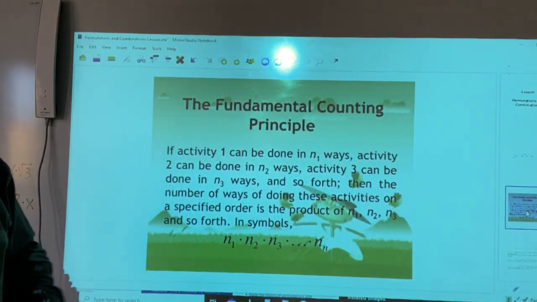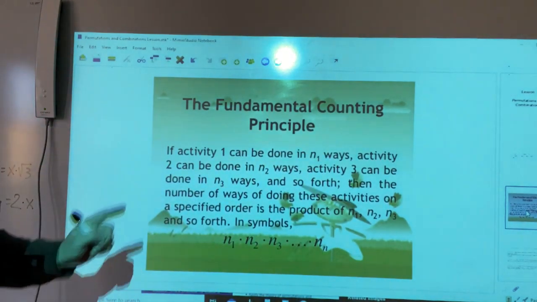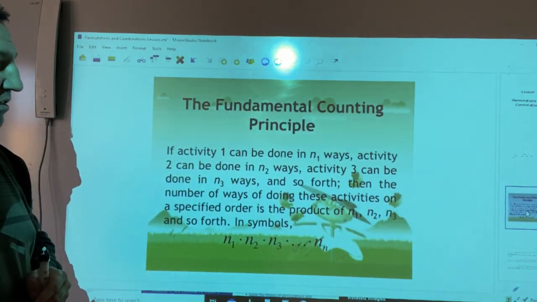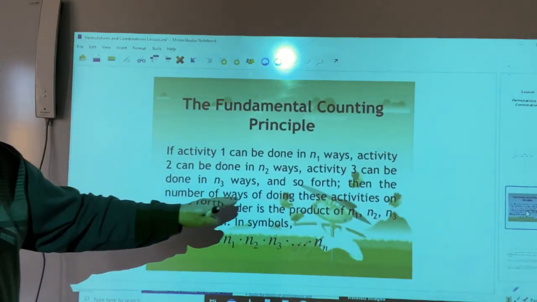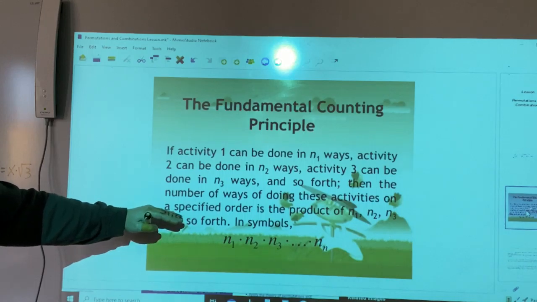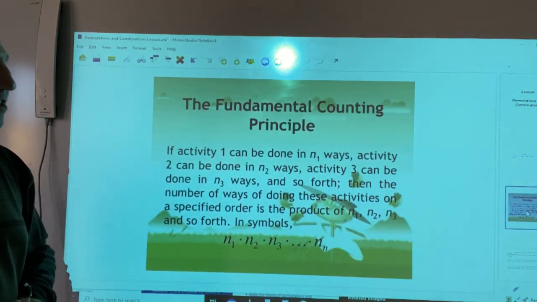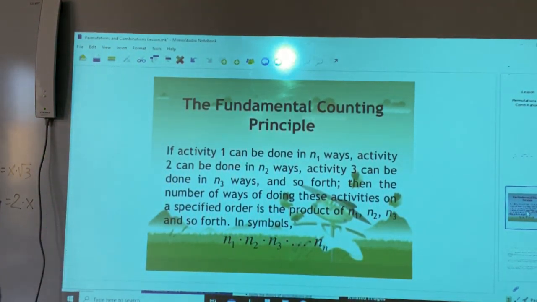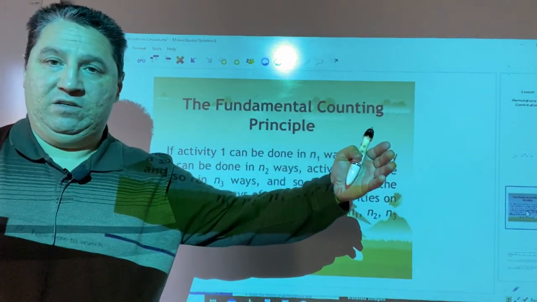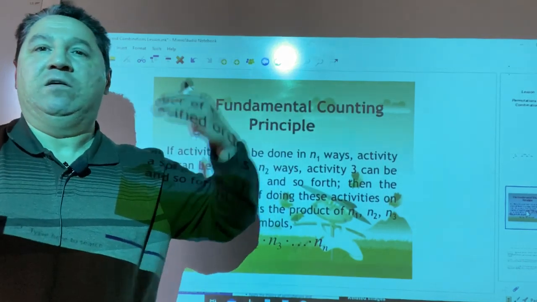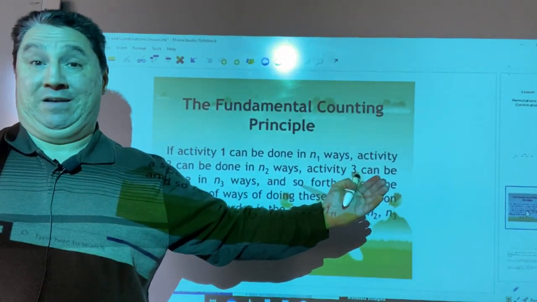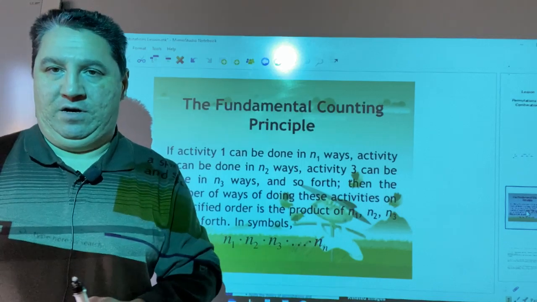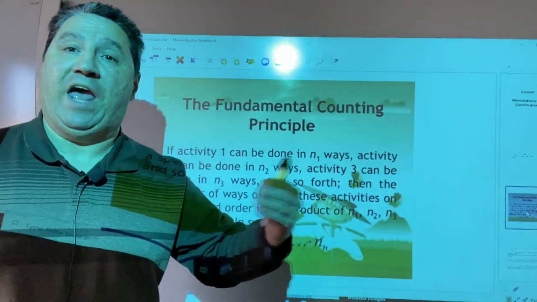If activity 1 can be done in n1 ways, activity 2 can be done in n2 ways, activity 3 can be done in n3 ways, and so forth, then the number of ways of doing these activities in a specified order is the product of n1, n2, n3, and so forth. So, in other words, if you have a few activities that can each be made in a certain number of ways, to find the total number of possible outcomes, we multiply the number of ways of each activity.